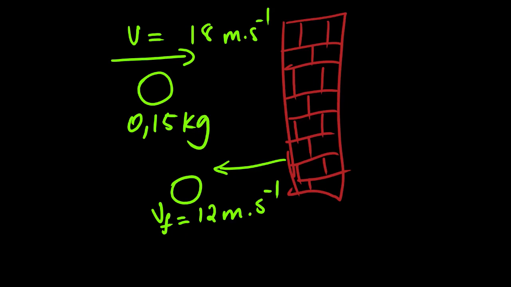We have a ball of 0.15 kg. It's initially traveling towards the wall at 18 meters per second. It bounces on the wall and moves in an opposite direction at 12 meters per second. Calculate the change in momentum of the object. We have two ways to calculate this. We can separately calculate the momentum initially and final, or we can just use the equation and calculate.